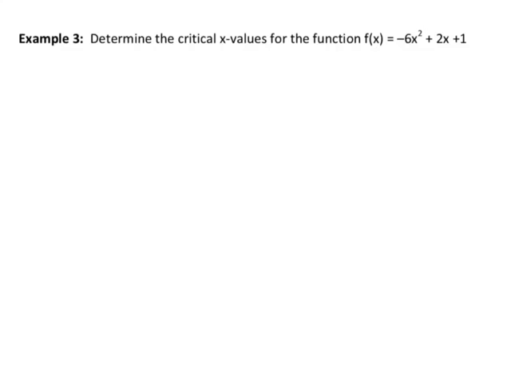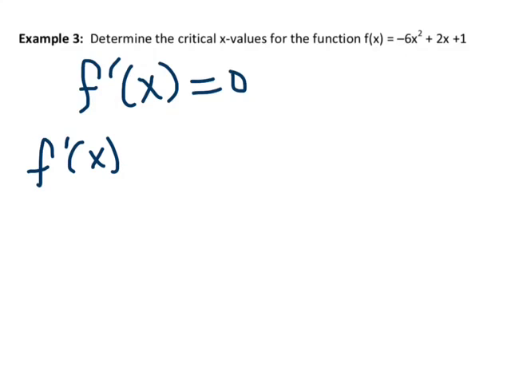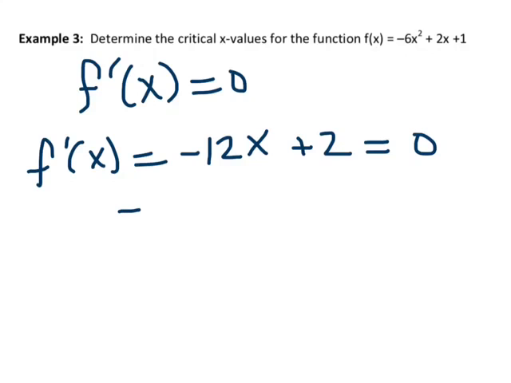Well, notice something about what we've got. We have a polynomial. Polynomials are defined everywhere, so our job is really going to be to find where the derivative equals 0. It's defined everywhere. So that's our job. So what we're going to do here then is find the derivative, and this is fairly easy. The derivative is simply negative 12x plus 2. So we're going to take that derivative, set it equal to 0, and that should be fairly easy.